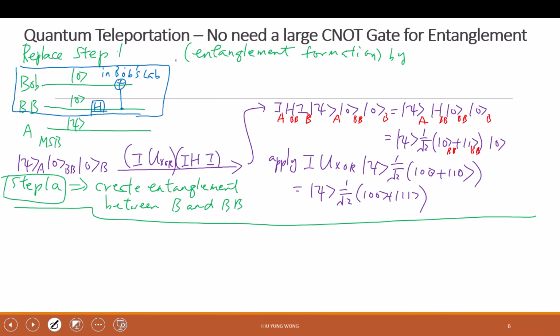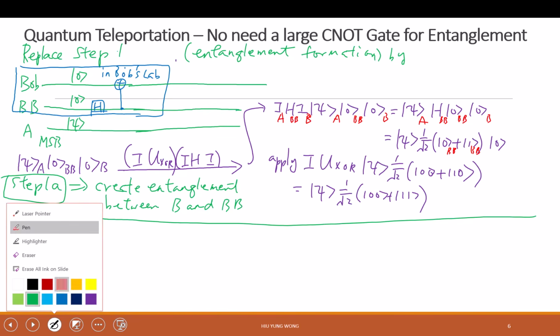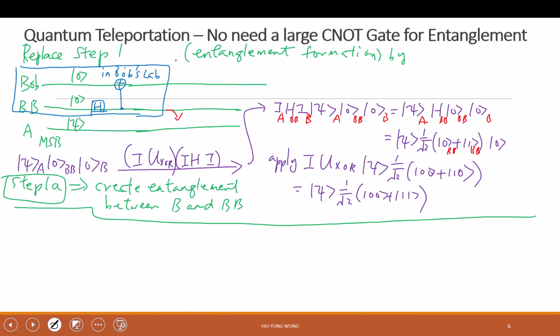Now then the second step is like this. I continue to extend this. I really should draw it better. Now that's what we need to do. The second step is a physical step. Bob is going to send BB to Alex's lab. So now they are in the same lab.